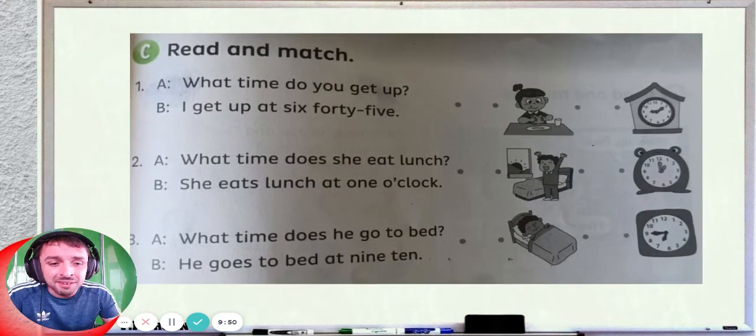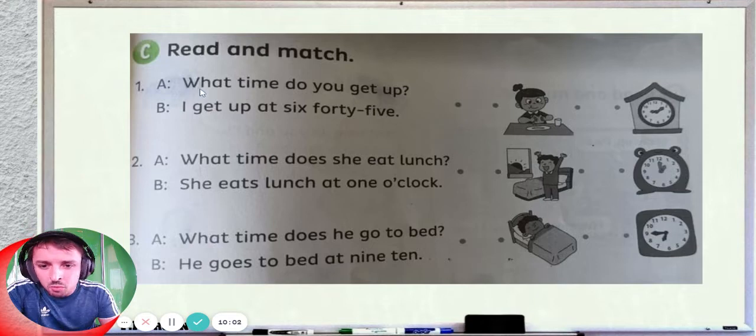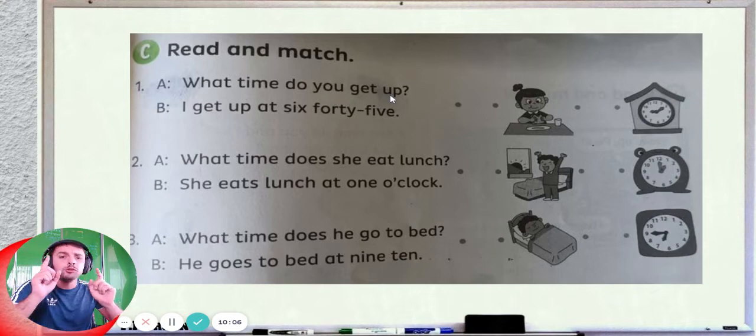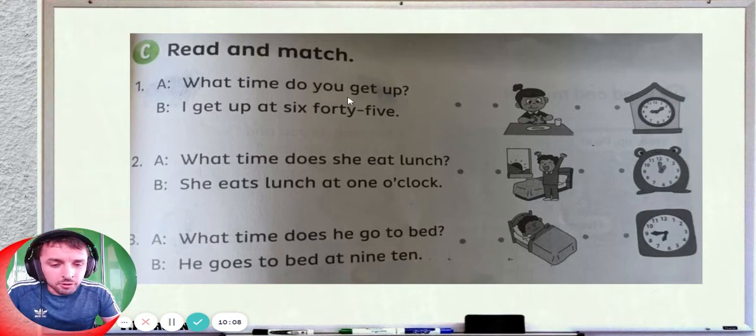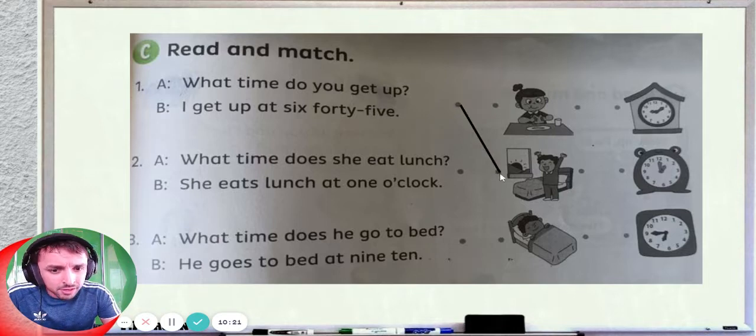Okay, activity C. We're on to activity C. Okay, read and match. It says read and match. Okay, so number one, what time do you get up? What time do you get up? Okay, so where is get up? What picture is get up? Here it is here. So we draw a line from here to here.